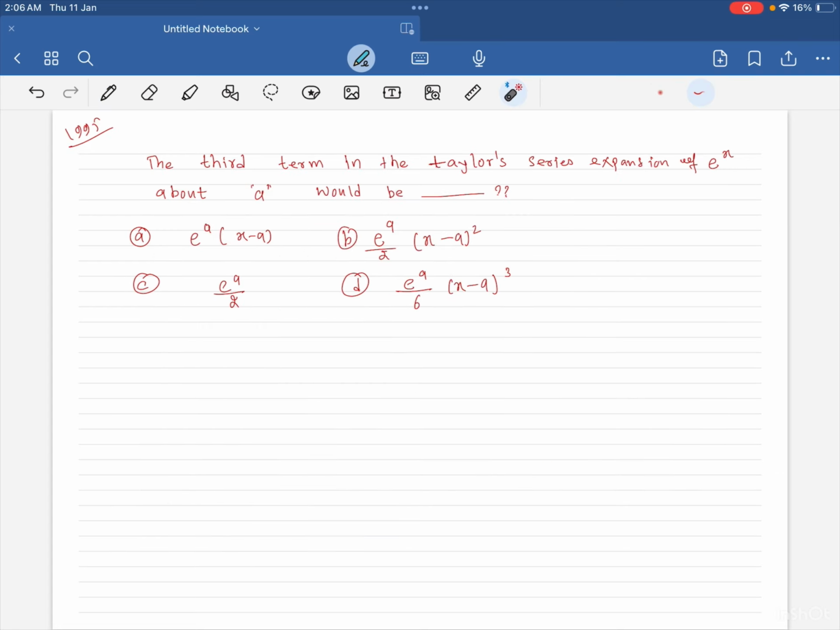Okay, so this question is for you. The third term in the Taylor series of expansion e to the power x about a would be, options are e to the power a x minus a, e to the power a divided by 2 x minus a whole square, e to the power a divided by 2, e to the power a divided by 6 x minus a whole cube. Let me know what's the answer for this question.